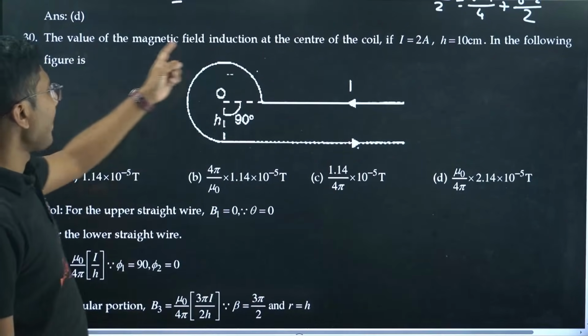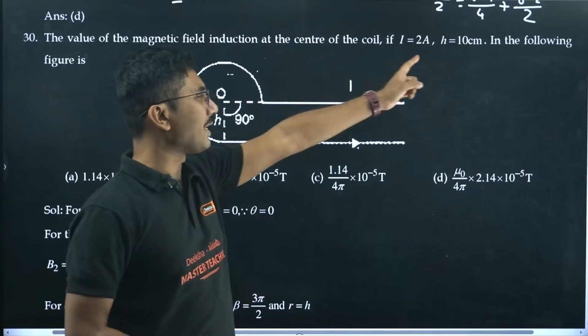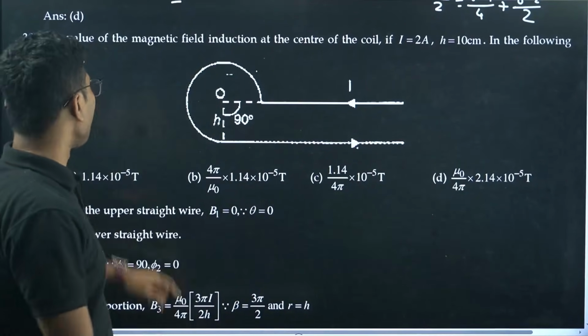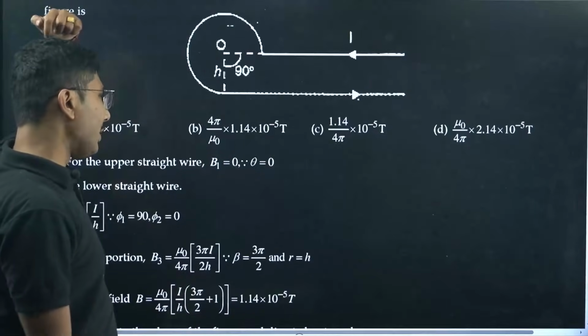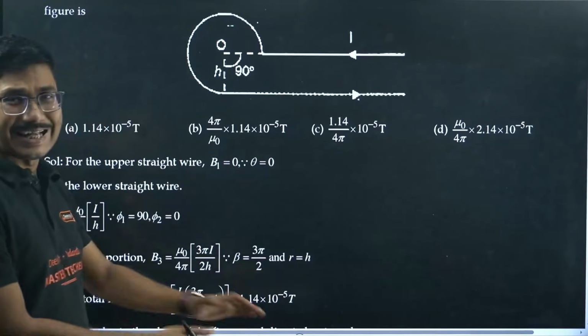The value of magnetic field induced in the center of the coil if I is equal to 2 ampere, H is equal to 10 centimeter in the following figure. Now this is a very common question. We have seen a similar question in KCET as well.